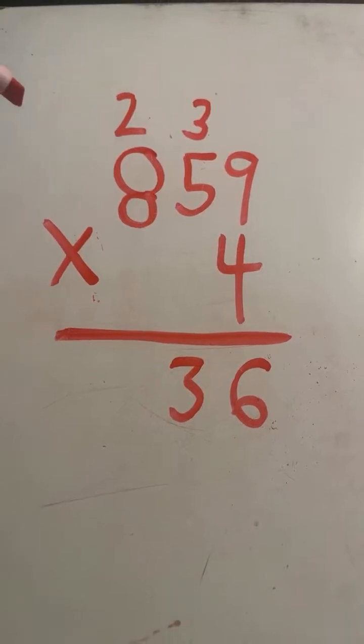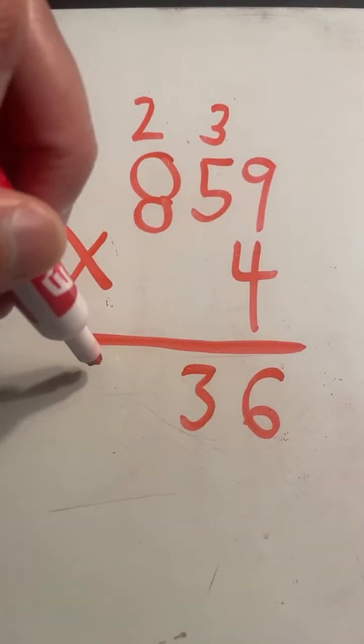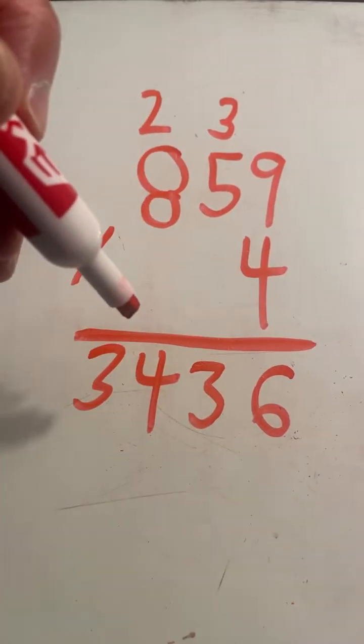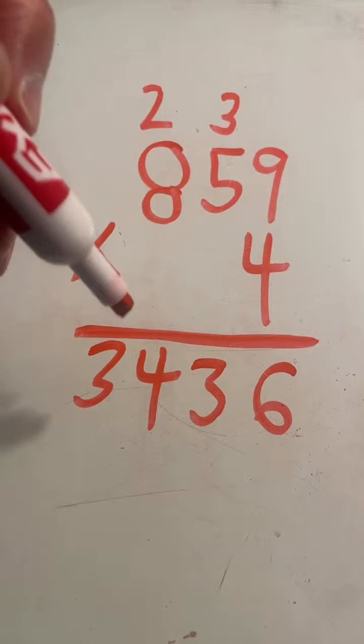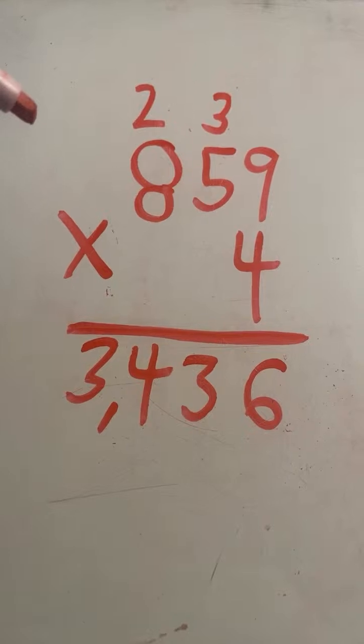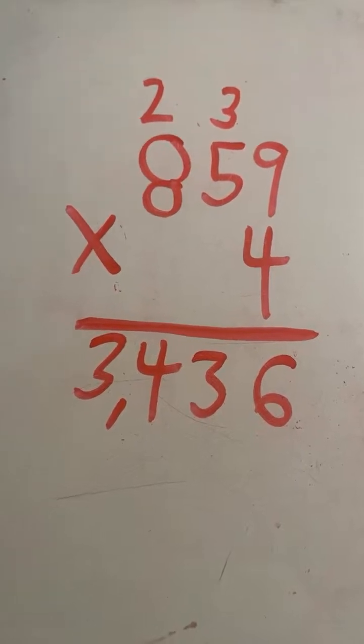Eight times 4 equals 32, plus 2 equals 34. And we have our final answer. 859 times 4 equals 3,436. All right, next example. This will probably be the final example of the video.